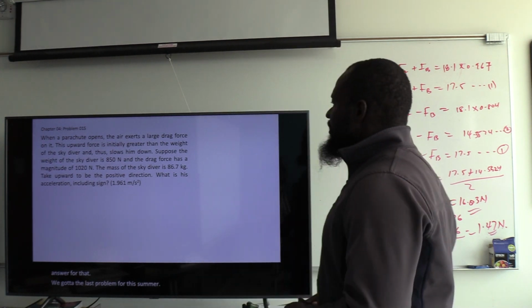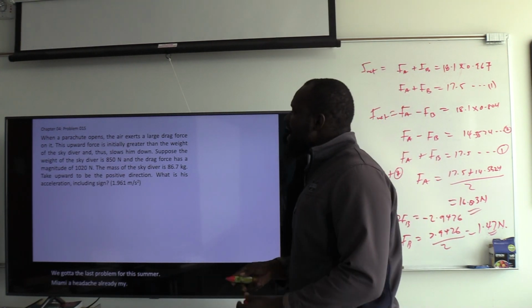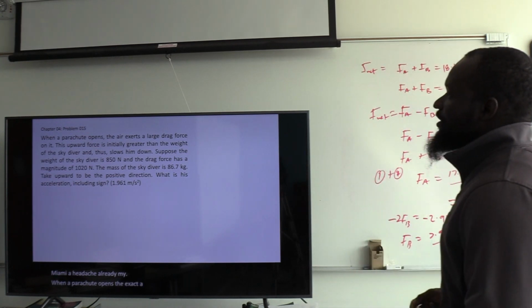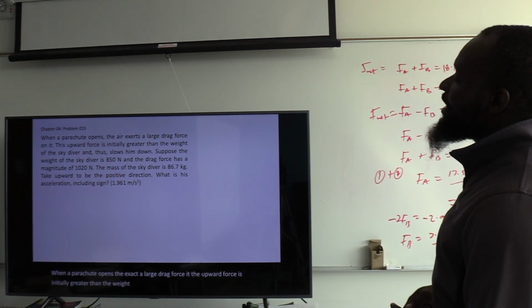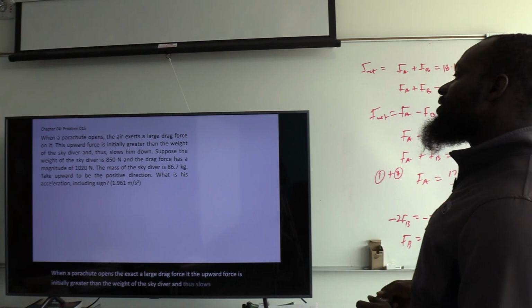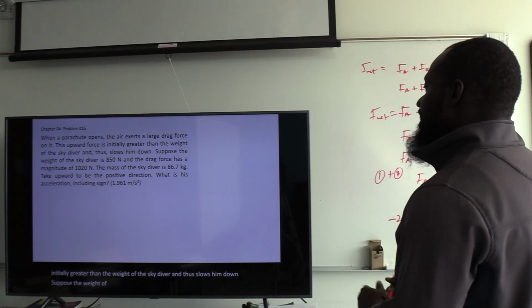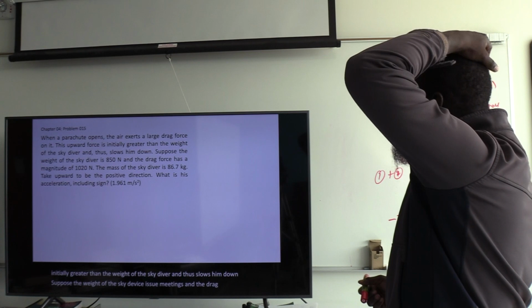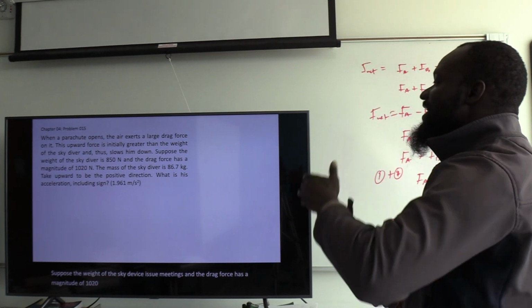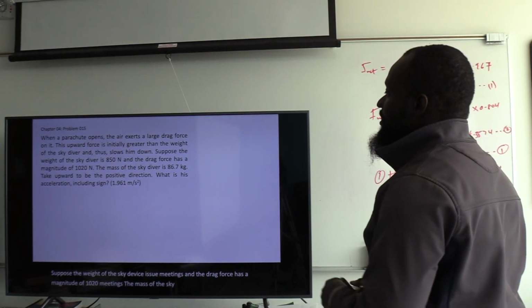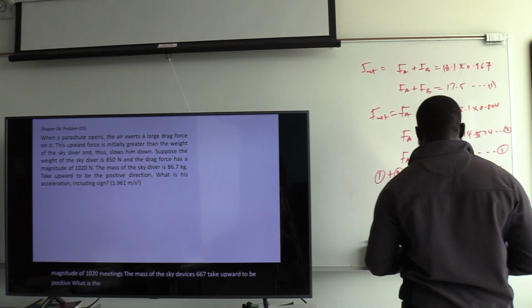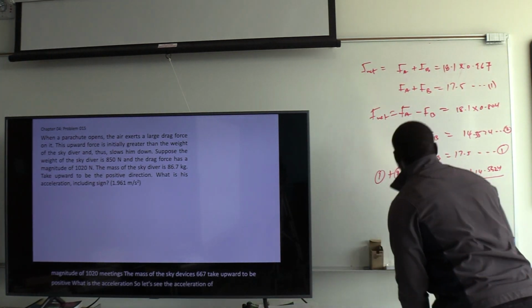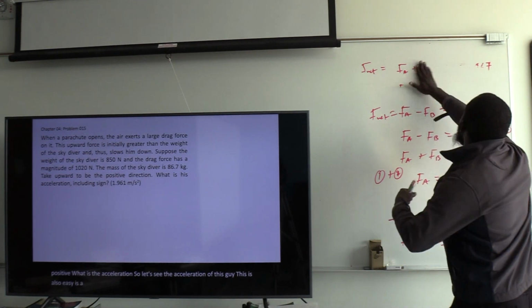When a parachute opens, the air exerts a large drag force on it. The upward force is initially greater than the weight of the skydiver and thus slows him down. Suppose the weight of the skydiver is 850 newtons and the drag force has a magnitude of 1020 newtons. The mass of the skydiver is 86.67. Take upward to be positive. What is the acceleration? This is also easy. It's a direct problem of net force.